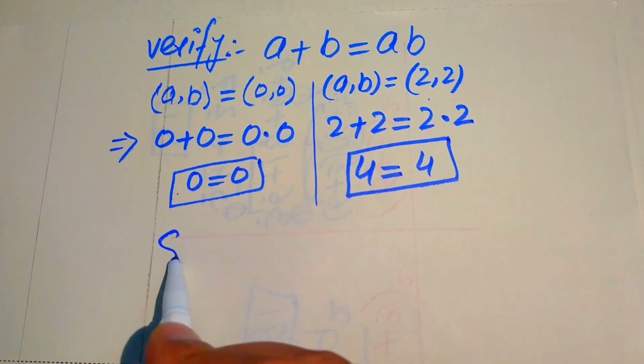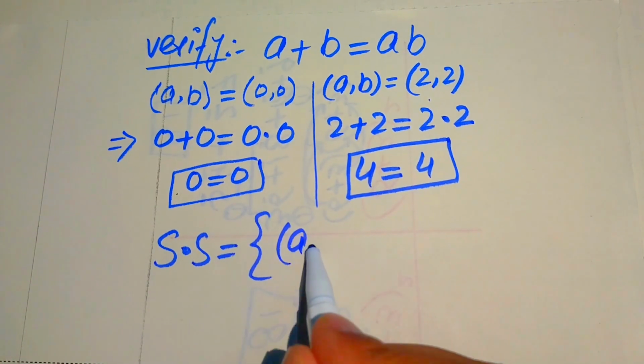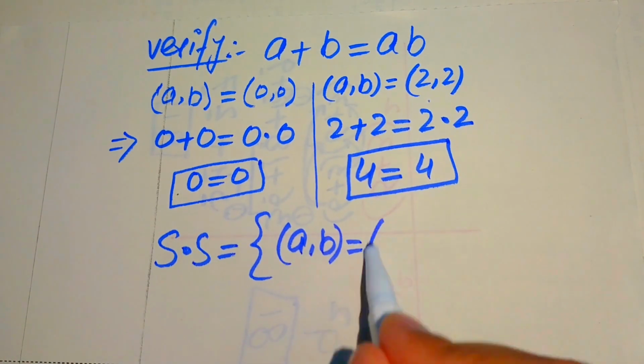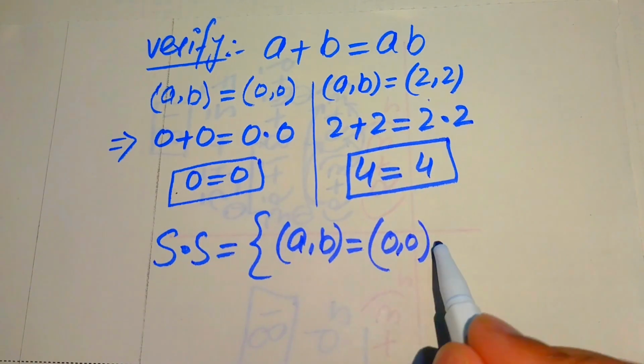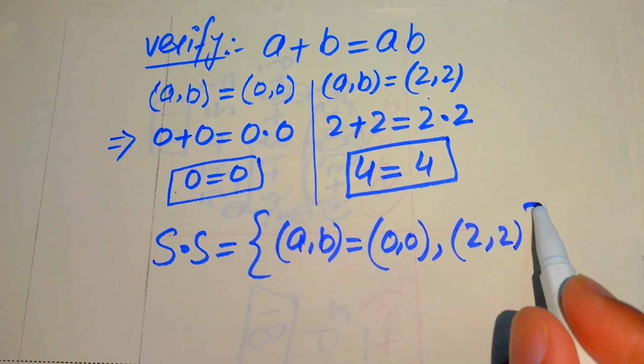And finally we have the solution set of this problem: a and b equal to 0 and 0, and the second root is 2 and 2.